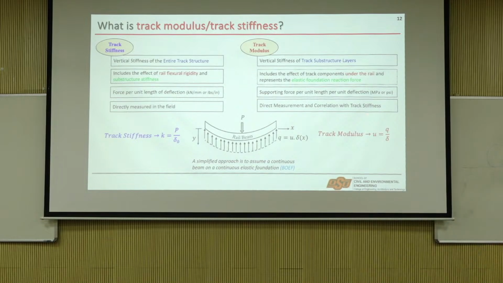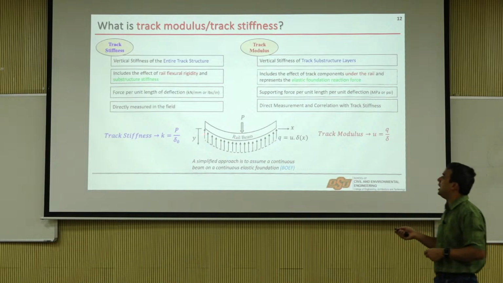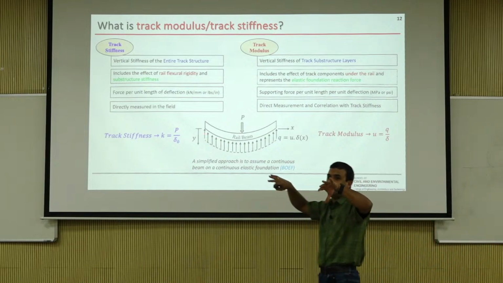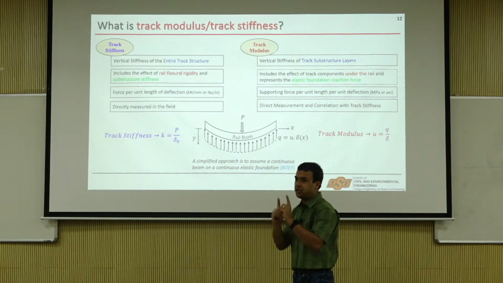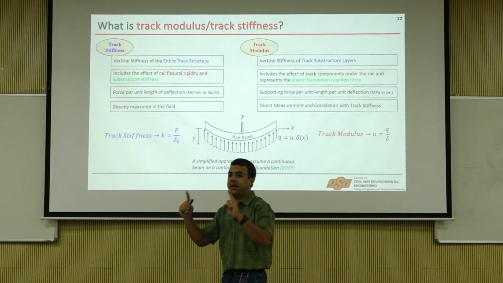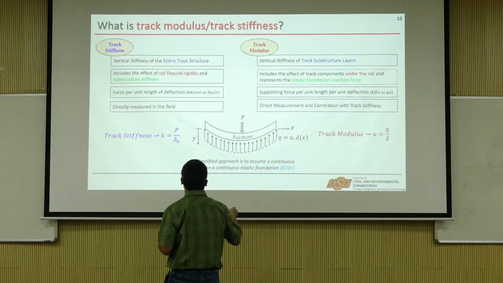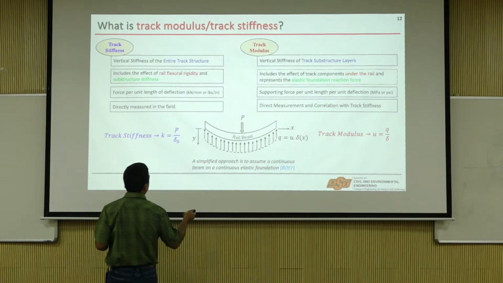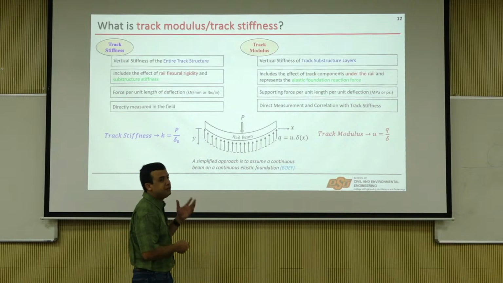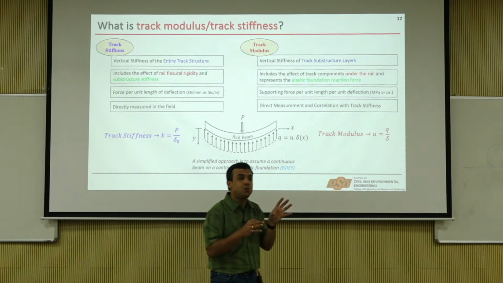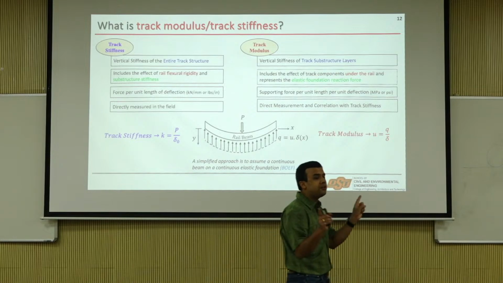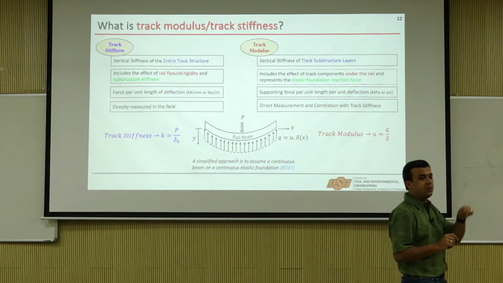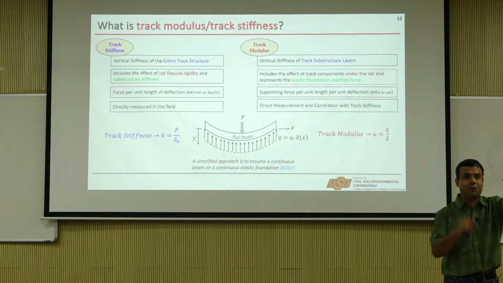Modulus in this case is actually Q over delta. If you study a beam on elastic foundation, where a uniform pressure, a linear load, is applied, Q is basically U times delta, so U is equal to Q over delta. So U technically is not something you can calculate just by one measurement.